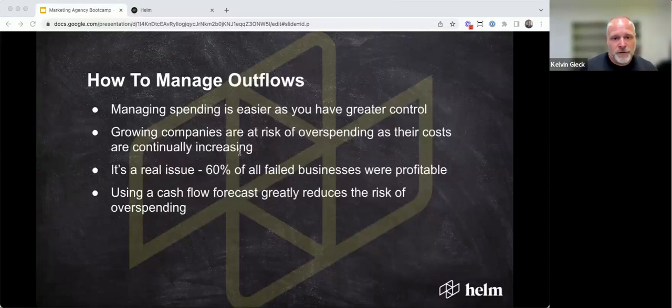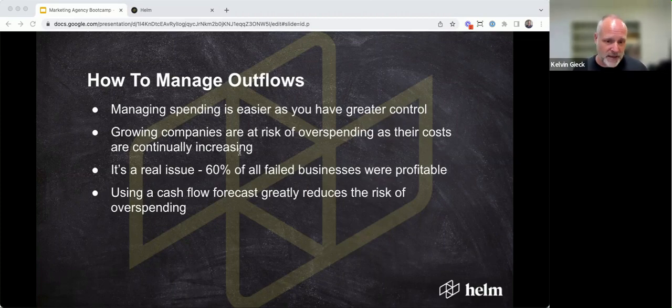So let's move on to another important area, cash outflows. Managing what you spend is a bit more straightforward than managing what you receive, simply because to a large degree you have control over your own spending. But that being said, a number of small businesses don't fully plan for their spending and instead just assume that whatever is in their bank account is enough for the short term.